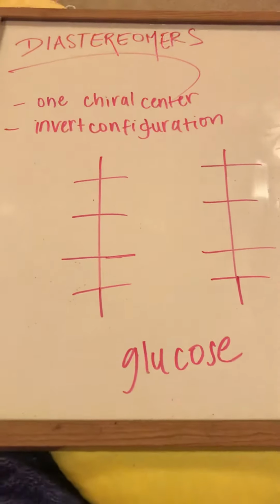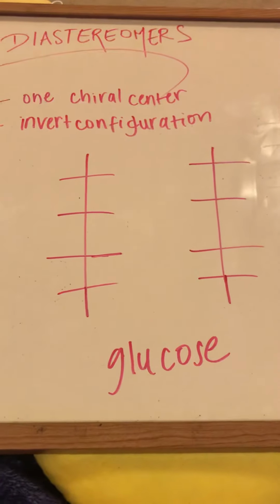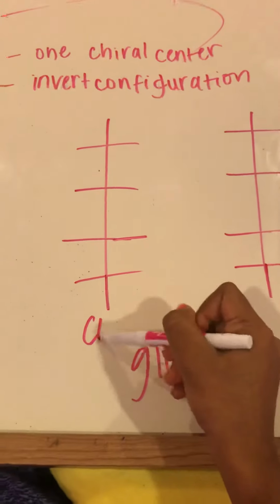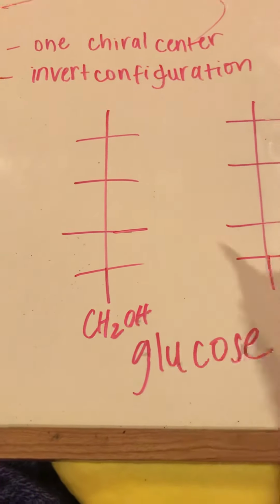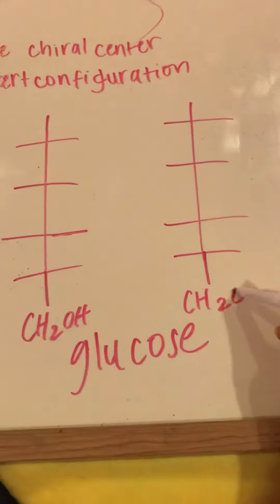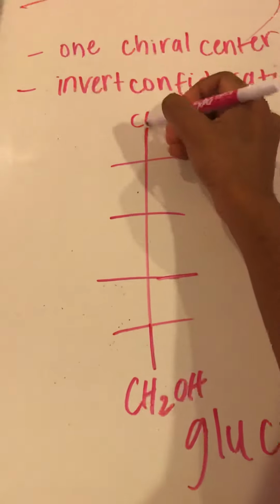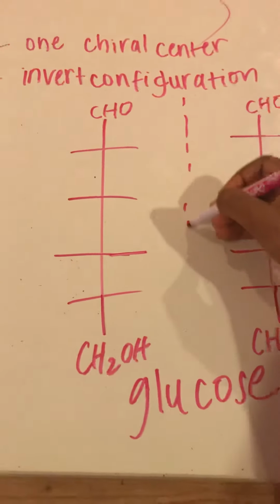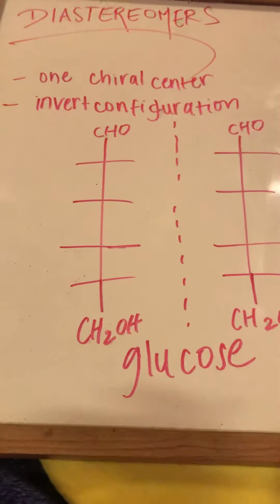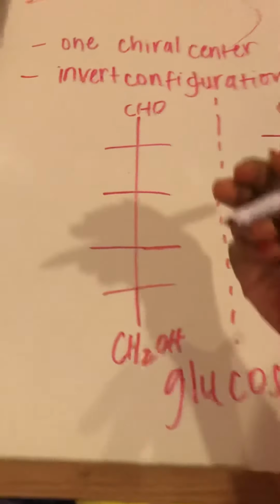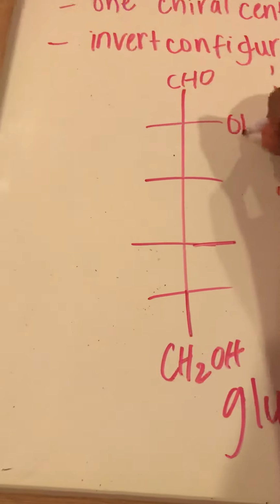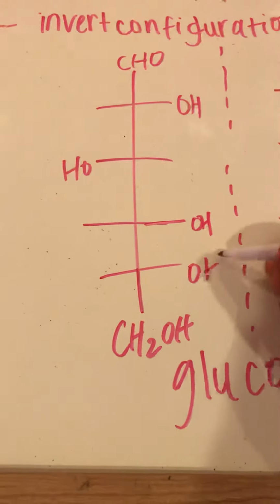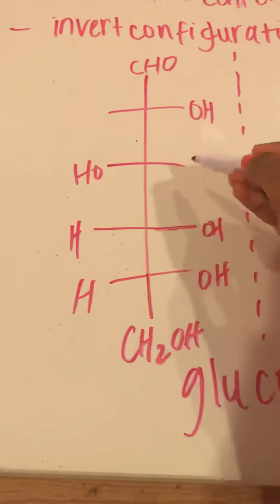So I'm going to give you an example of it. I kind of drew out the backbone for glucose, so I'm going to go ahead and fill it in. So you're going to have a CH2OH down here. You're going to have a CHO up here for both of them. If I were to draw a mirror down the center, so you're going to have your OH groups right like that.